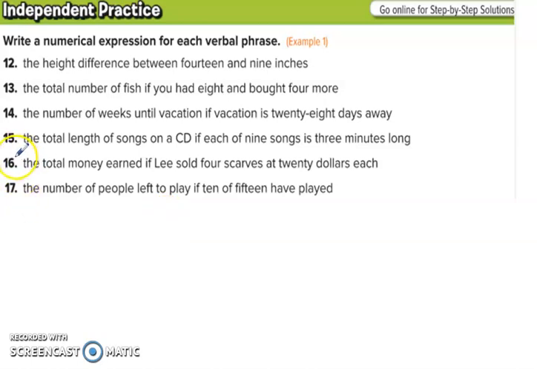Okay, I'm going to do 16 and 17 in your homework. The total money earned if Lee sold 4 scarves at $20. Each scarf is $20, but she's selling 4 scarves, so it's going to be 4 times 20. That's it. And these ones, they just want you to write the numerical expression. You don't have to simplify or evaluate it.